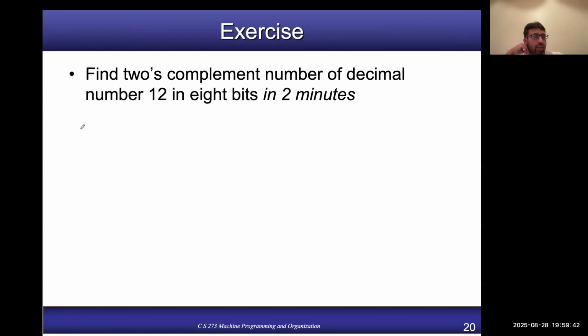So you know the procedure, right? Let me give you the steps. First, get the 8-bit binary of 12, right? Then find its ones complement, and then add 1 to the ones complement of the binary of 12. Okay, start doing it. You have 2 minutes, and when you are done, let me know. And also write your answer in the chat box.